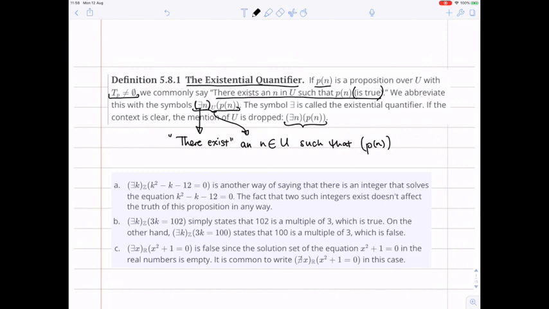Let's have a look at a couple of examples. This statement is read, there exists a k in integers such that k squared minus k minus 12 equals 0 is true. Really this is just another way of saying that we can find an integer which solves the equation k squared minus k minus 12 equals 0. In fact, there are two integers that solve it, but that doesn't matter. This statement is still true. There is at least one. So whenever we're saying there exists, we mean there is at least one.